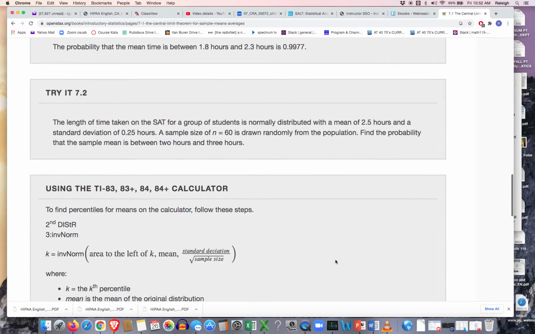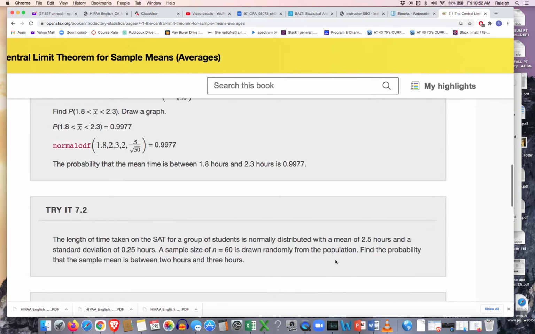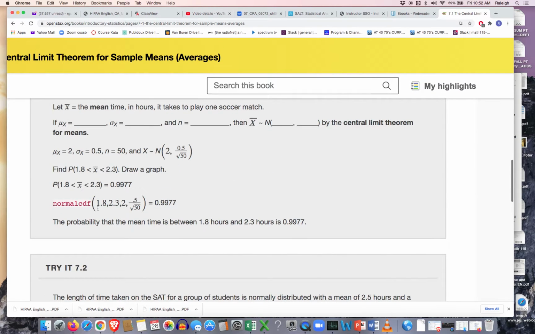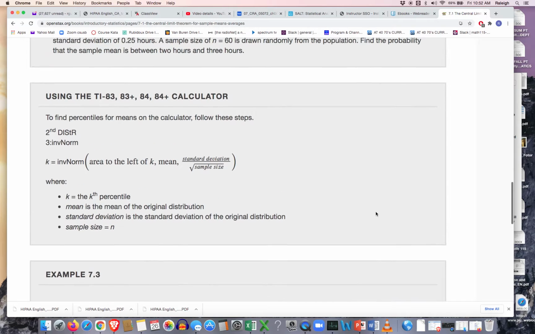Okay, and there's a try it that you can do, and of course there's not much explanation I can give with the calculator. You just type in the low number, the high number, the mean, and the standard deviation, and the calculator tells you the answer. So I hope you have some kind of perspective as to what's going on. That's why we'll ask for graphs or sketches on this later on.